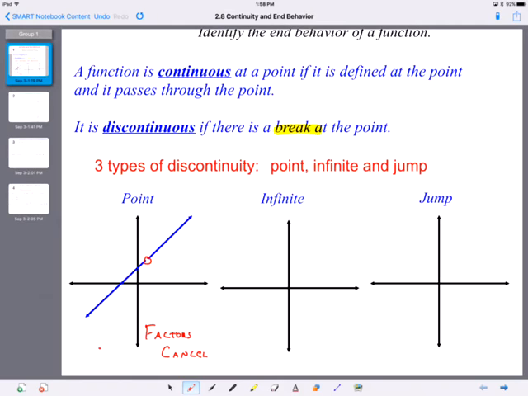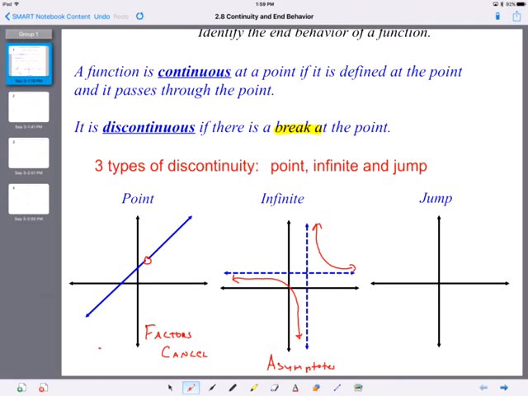We also have infinite discontinuity, and that can occur when you have an asymptote, could be vertical, horizontal, but there's definitely a break in the graph, and so we could have something like this. And where we have that asymptote is where we have an infinite discontinuity, because it shoots off to infinity. So this occurs when you have asymptotes.